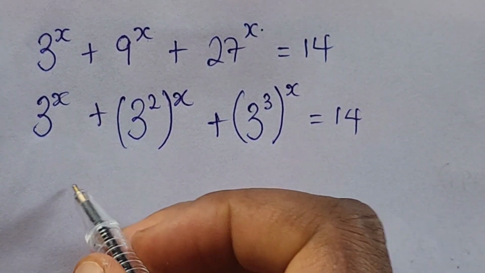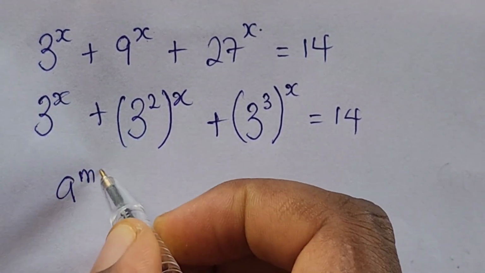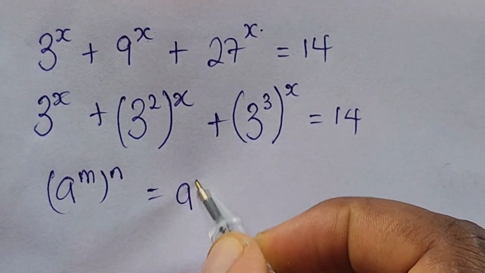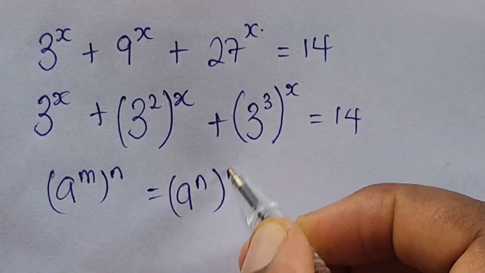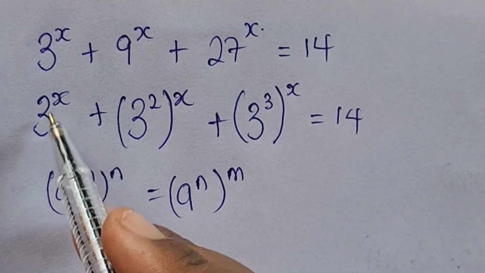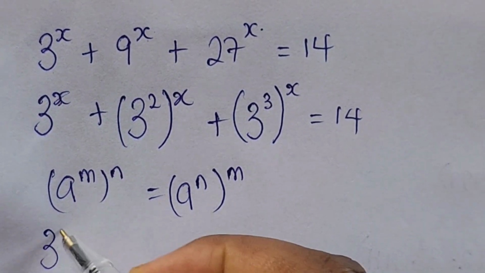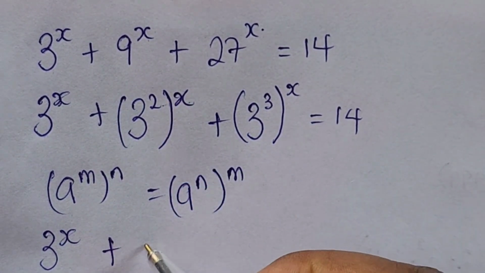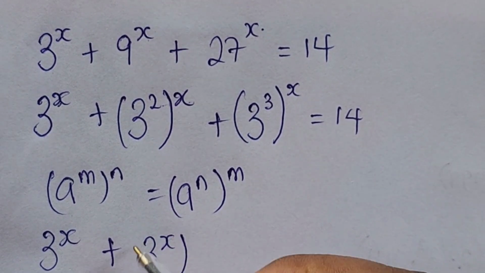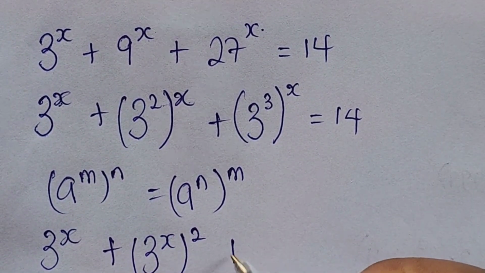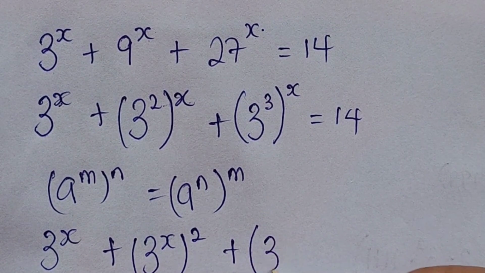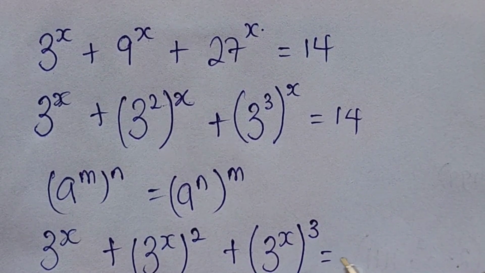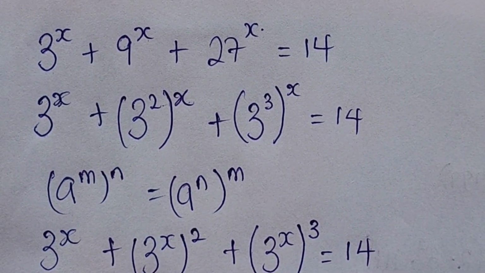From here, let's recall that when I have a to the power of m, all to the power of n, this is the same as a to the power of n further raised to the power of m. So we have 3 to the power of x plus, we can interchange the powers to have 3 to the power of x further raised to the power of 2, plus we have 3 to the power of x further raised to the power of 3, and is equal to 14.